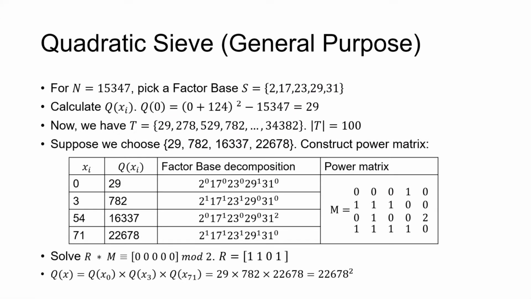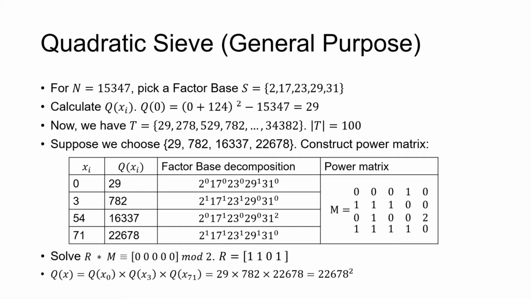Now, let's take a look at an example. For this integer, we first pick a factor base S. Here, for each element S_i in S, it should satisfy that n is a quadratic residue modulo S_i. Next, we use the formula to calculate Q(x_i). We calculate 100 Q(x_i) and pick out 4 of them. Now we construct the power matrix based on the factor base. After that, it's linear algebra time. If the equation has a solution, it means we find a proper Q(x). Otherwise, we need to choose other Q(x_i) and try again.